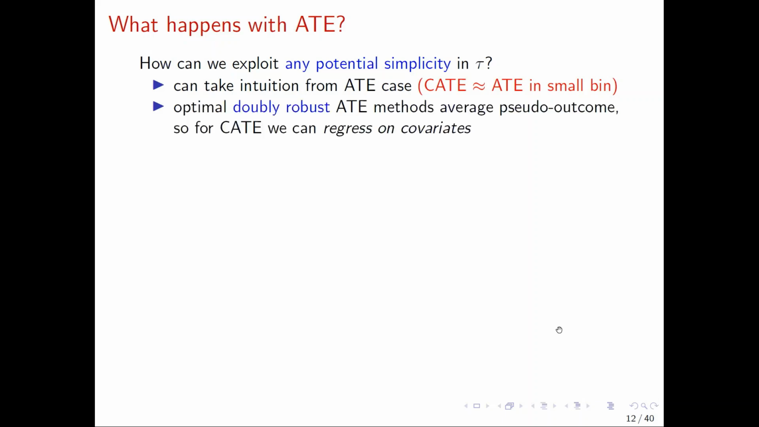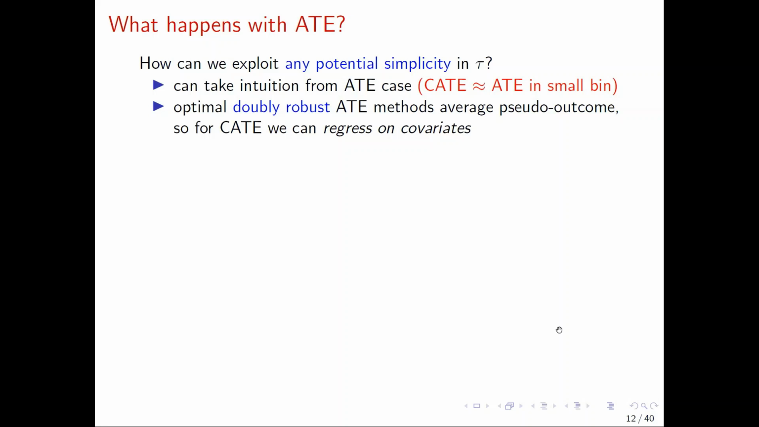So for estimating average treatment effects, this is a problem that's pretty well studied. There are still lots of open problems, even for the simplest causal inference problem of estimating an average treatment effect. But we know a fair amount here. And one thing we know, for example, is that there are these doubly robust style methods, which essentially construct some kind of pseudo outcome, I'll tell you more about it in just a minute, and then average it. So one natural first thing you might think about doing is, okay, for an average treatment effect, I take this doubly robust kind of quantity and I average it.